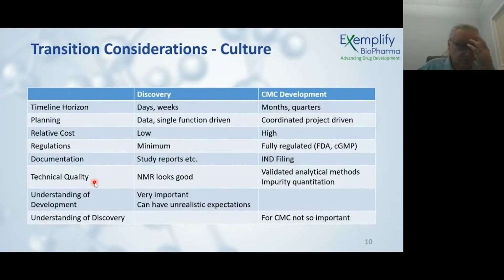So this slide is really speaking to that transition where your program is moving from the discovery world into the development world. And this is not just CMC focused in a sense. I'm speaking from a CMC perspective, but a lot of the functions have similar transitions, like the transition from the drug metabolism group that's in discovery into development and so forth. I just put this slide together because I think it's important to understand that there is a difference in how folks view a program depending on whether they're on the discovery side of the line or on the development side of the line.